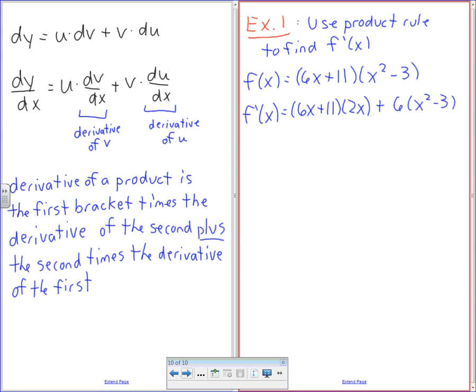So we're saving ourselves a little time, so that's 12x squared plus 22x plus, what is that, 6x squared minus 18. So f prime of x equals 18x squared plus 22x minus 18.